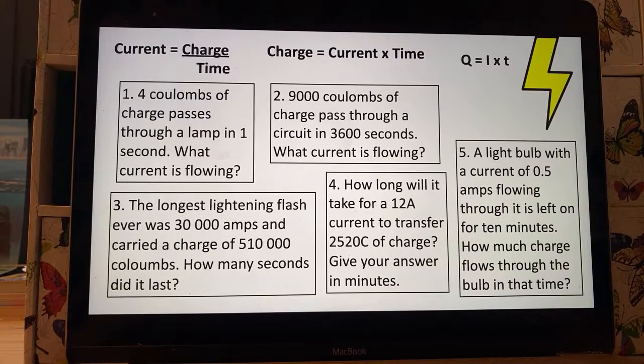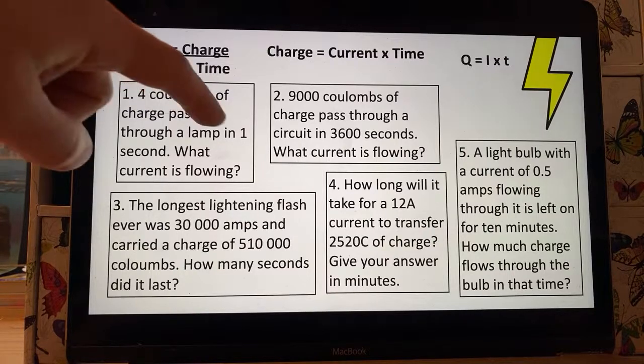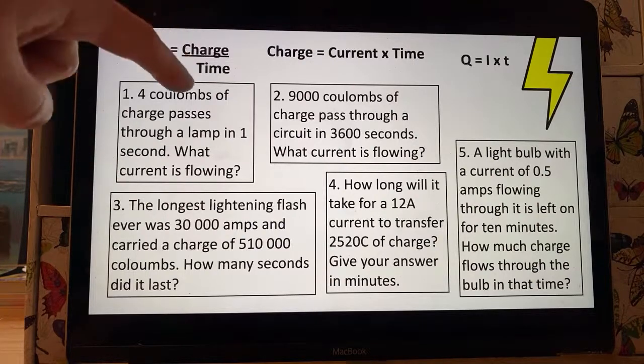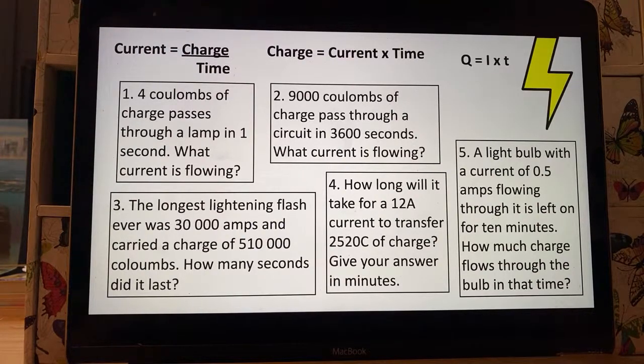They get harder. Question 1. 4 coulombs of charge passes through a lamp in 1 second. What is the current flowing? You've got charge, you've got time, you just need to work out the current. Question 2. Calculators at the ready, by the way, please. There's no extra points for doing this in your head. 9,000 coulombs of charge pass through a circuit in 3,600 seconds. How much current is flowing?